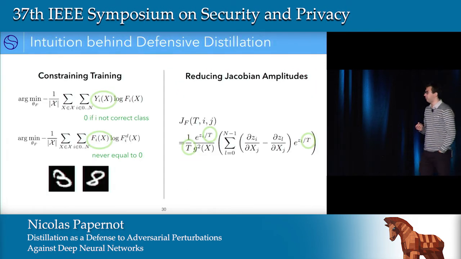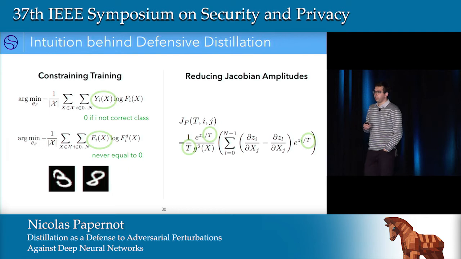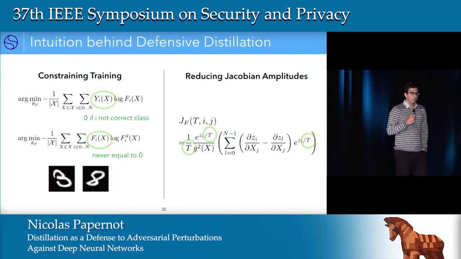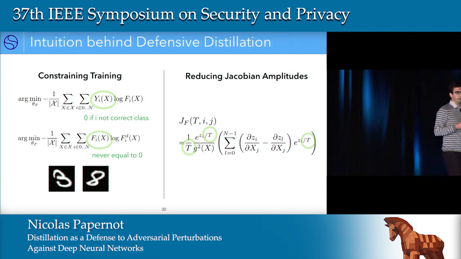So why does it work? What's the intuition behind this? There are actually 2 of them. First is that when models are trained, they typically are trained to minimize a loss function, which is something along the lines of the cross entropy between the expected labels and the predictions.